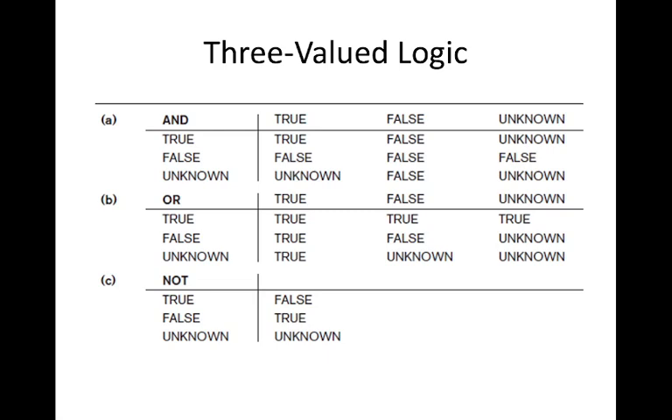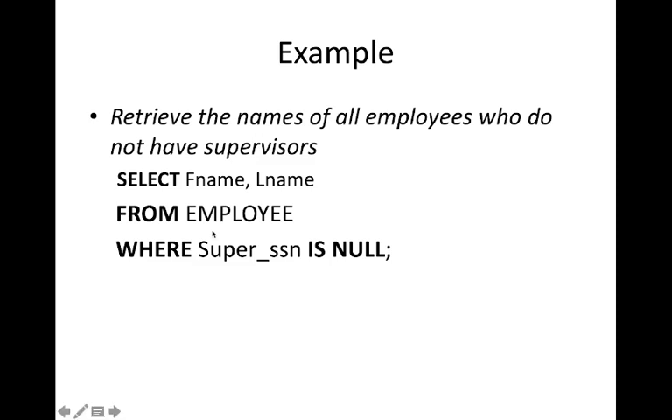When we compare some value, we want to check something. This is an example for that: retrieve the names of all employees who do not have supervisors. All employees may not have a supervisor. Some may be bosses of the company, so those people may not have supervisors. In this case, we are checking with a null value, so null value comparison will be needed.